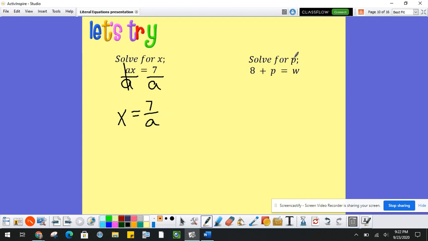On this problem, it says solve for p. So I ask myself, what's happening with p? Well, there's an 8, and this is a positive 8 that's being added to p. In order to get that positive 8 to go away, I'm going to subtract 8, which means I have to go to the other side of the equal sign, subtract 8 over there. 8 minus 8 cancels, leaving me with p. And once again, since I do not know what w equals, I can't just subtract 8 from it. So I actually write that down, that my answer is w minus 8.